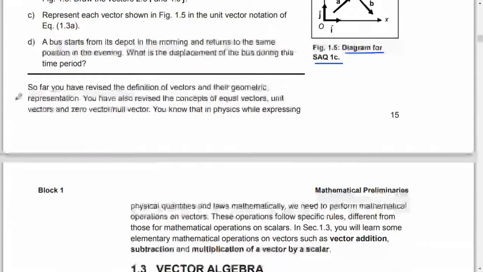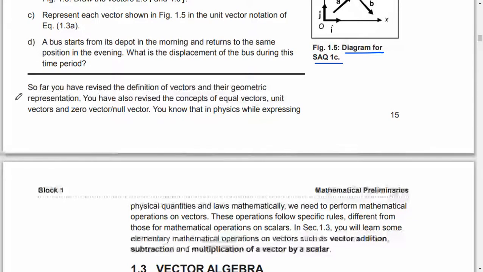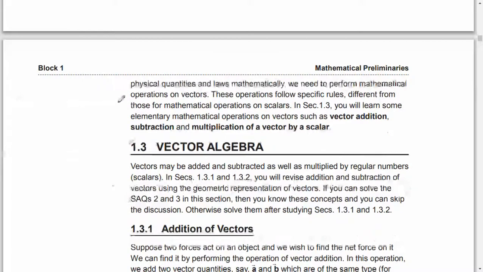So far, you have revised the definition of vectors and their geometric representation. You have also revised the concept of equal vectors, unit vectors, and zero vectors or null vectors. You know that in physics, while expressing physical quantities and laws mathematically, we need to perform mathematical operations on vectors. These operations follow specific rules different from those for mathematical operations on scalars.